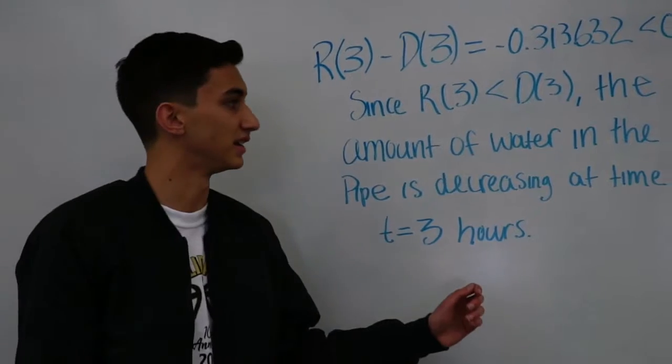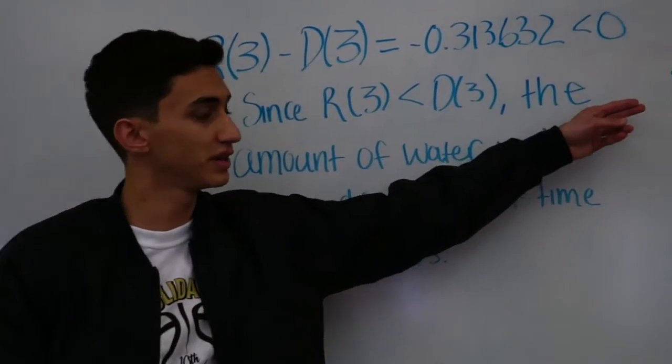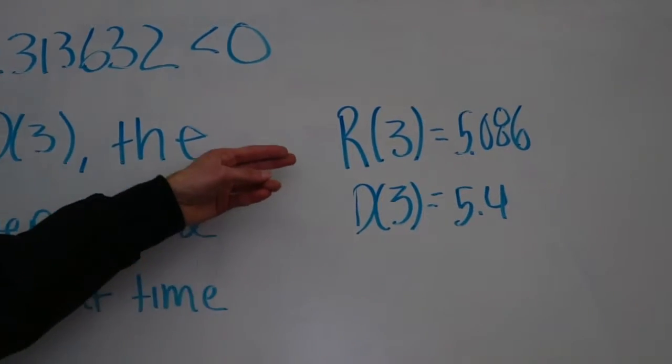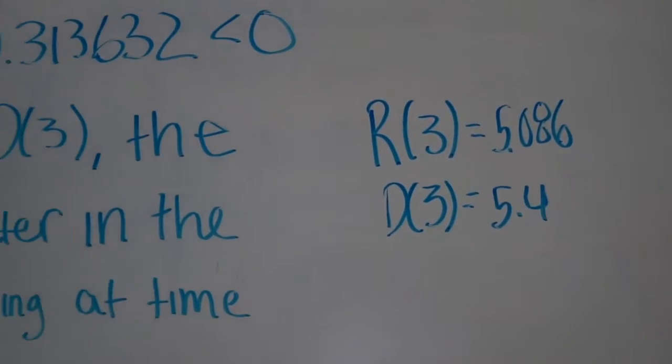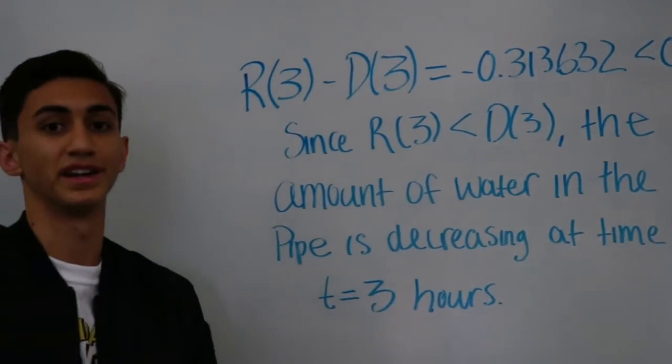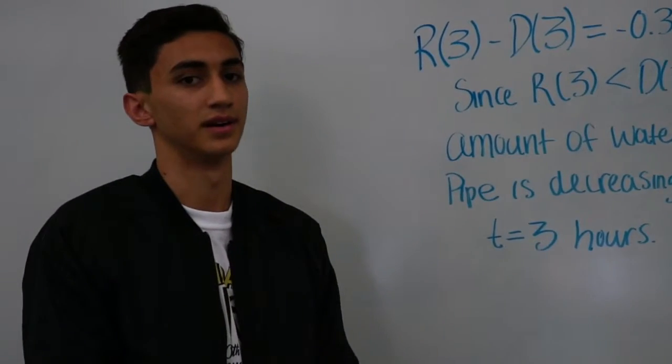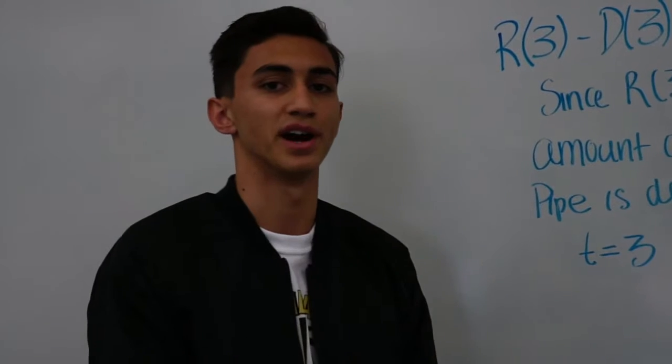Another way to look at it is after finding r of 3 and d of 3, we see that d of 3 is larger than r of 3, so therefore more water is being drained out than water that's flowing in. So therefore, the amount of water is decreasing at time t equals 3 hours.